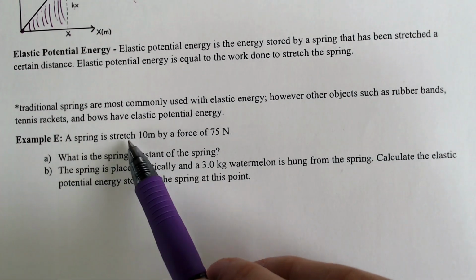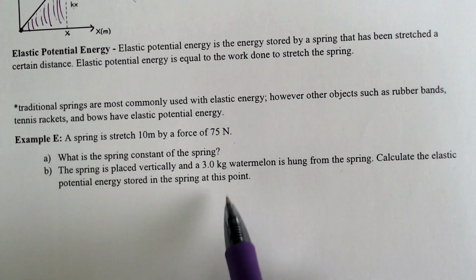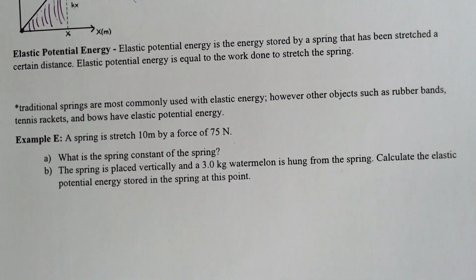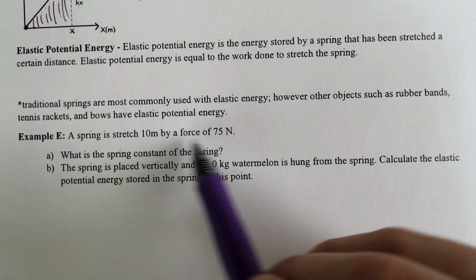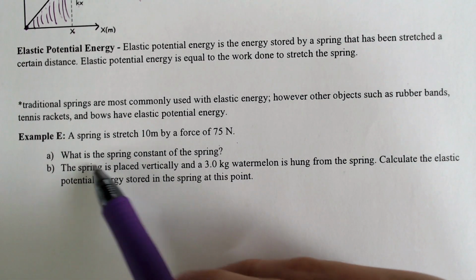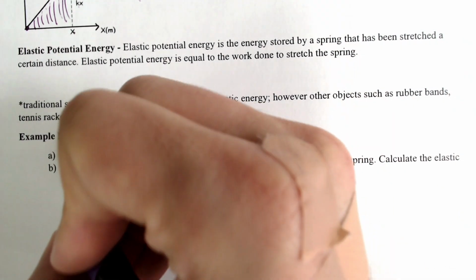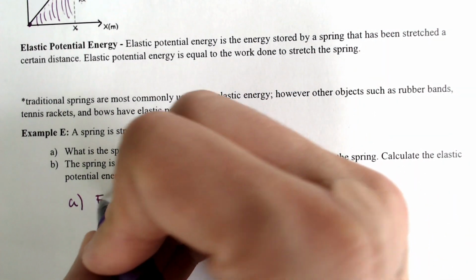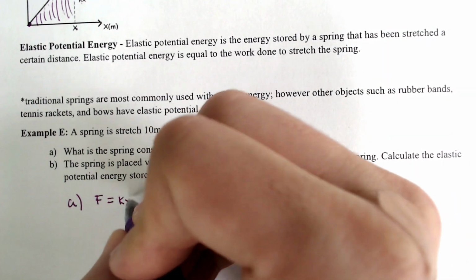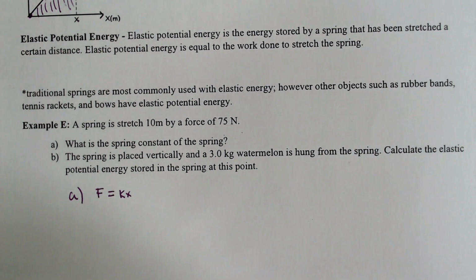All right, we got one example for springs. A spring is stretched 10 meters by a force of 75 newtons. We're going to have two parts to this question, but they're kind of separate. The only thing that's going to be consistent is the spring. What is the spring constant of the spring? Well, for the spring constant we would know F is equal to kx. The negative is just for displacement. That'll be in a different video where we explain why it's negative and get really detailed for that.